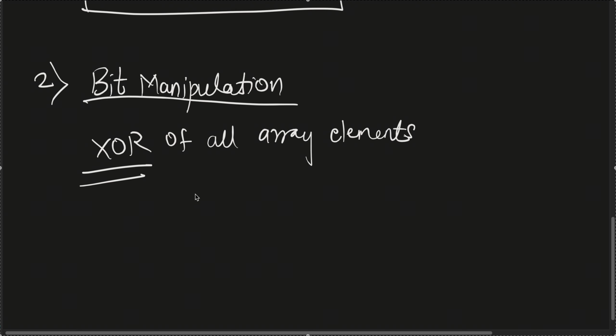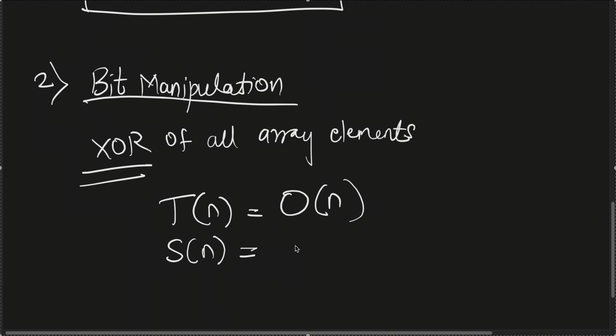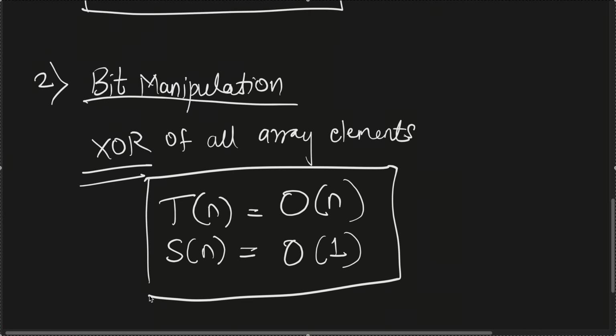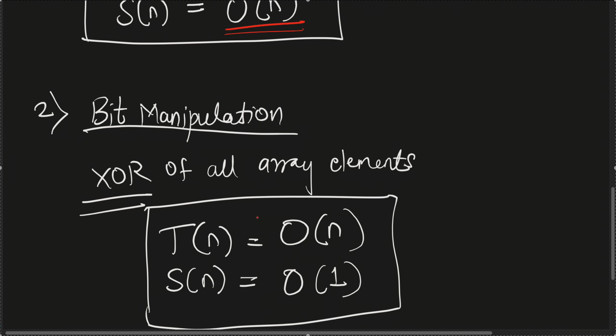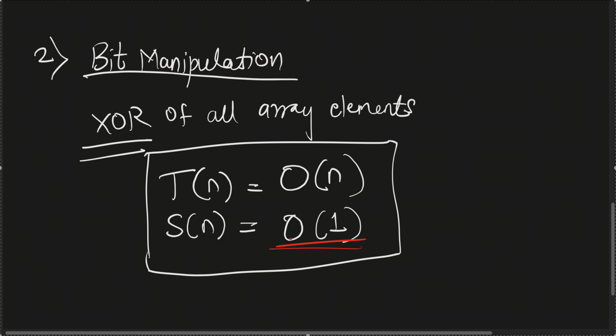We iterate the given array and XOR all the array elements. Now what is the time complexity? We are traversing the array one time, so the time complexity is order of n. We are not using any extra space, so the space complexity is order of 1. So we have improved our brute force approach. In the brute force approach, using a frequency map, the space complexity was order of n. But in the second approach, the space complexity reduces to order of 1.